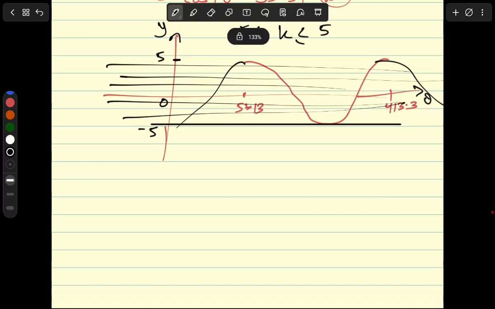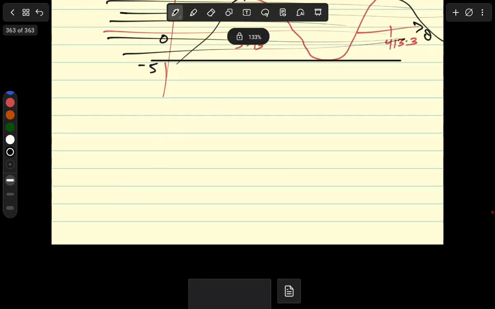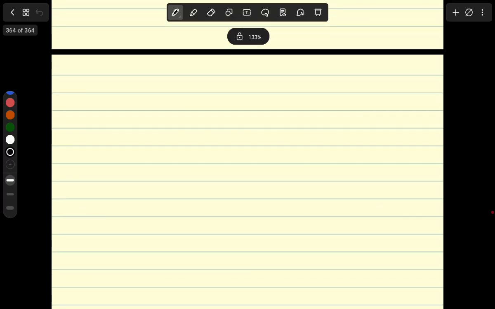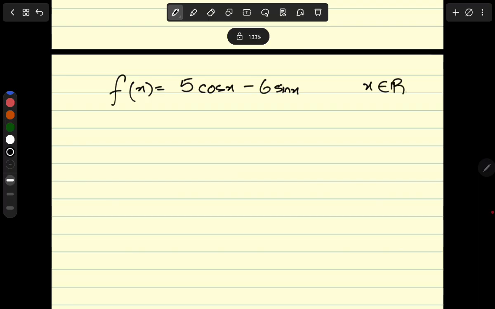So now, if I ask you a question, let's say that f(x) is, okay, let's do it on a new page. Let's say f(x) is equal to 5 cos x minus 6 sin x, where x belongs to all real numbers. Part A is asking us to express it in the form R cos(x plus alpha). Because there is a minus here, it ought to be a plus.